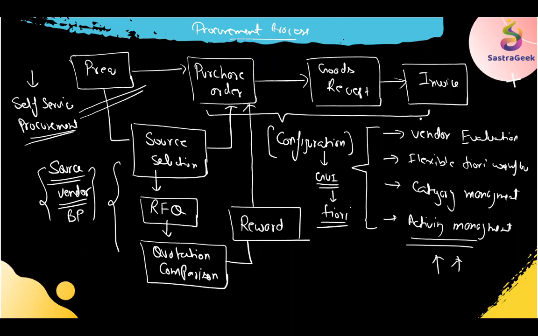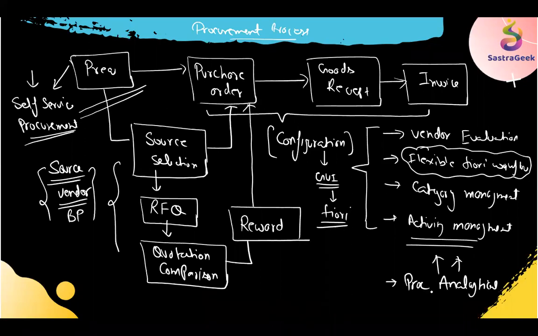And then we'll see this additional functionality including self-service procurement, vendor evaluation, and flexible Fiori workflow, which we have already covered. Category management and activity management we will go through. And we'll also go through the procurement analytical applications. There are a lot of analytical applications available. We will have a quick view on that. So this is the end-to-end cycle which we are going to discuss in the system.